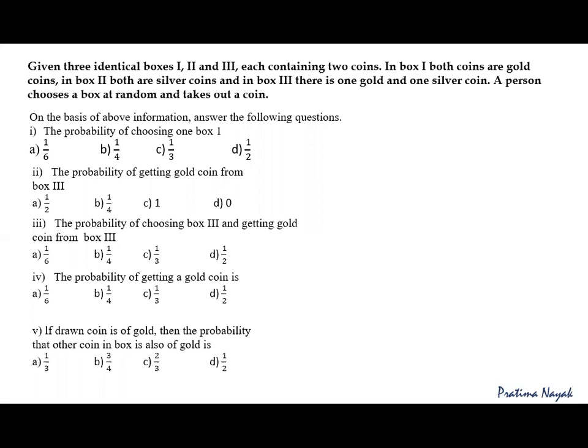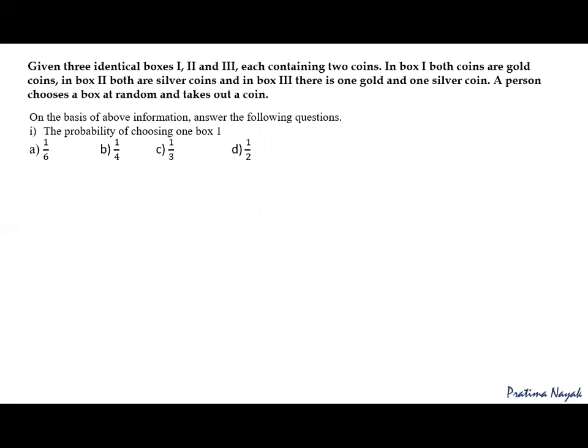So I am starting from part 1. One by one we will cover. So this is part 1. There are 3 boxes and he is choosing one of the boxes. So what is the probability? Certainly each box will be 1 by 3, because these are box 1, 2 and 3. So each has the probability 1 by 3, 1 by 3, 1 by 3.